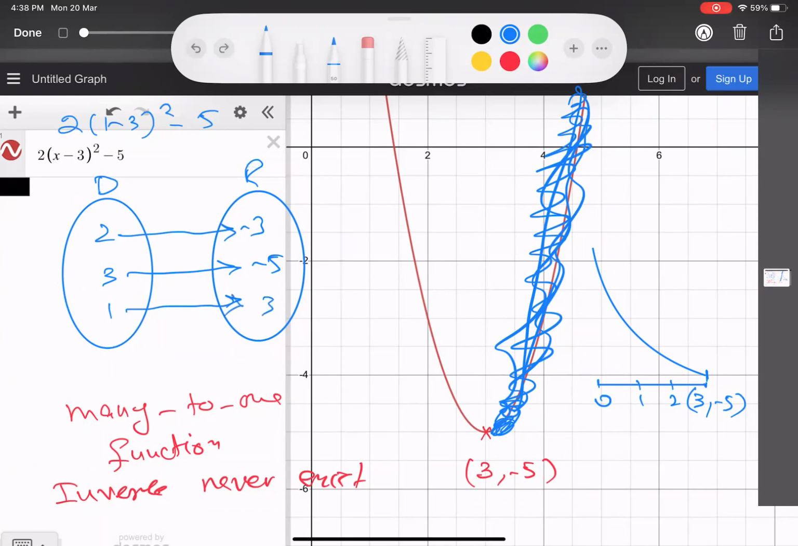Why is it called one-to-one? Every one x value has one value of y. I hope all of you understood well. So it means that we have to stop our curve at the turning point.